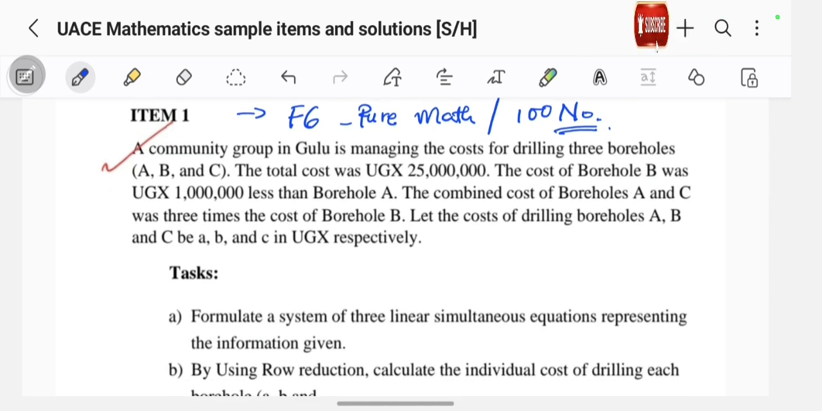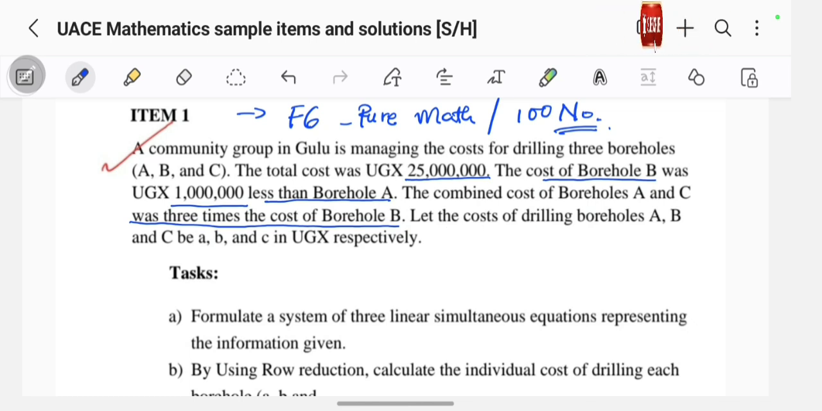In our item 1, we have a community group in Gulu managing the costs for drilling 3 boreholes A, B, and C. The total cost is 25 million shillings. The cost of borehole B was 1 million less than borehole A. The combined cost of boreholes A and C was 3 times the cost of borehole B.